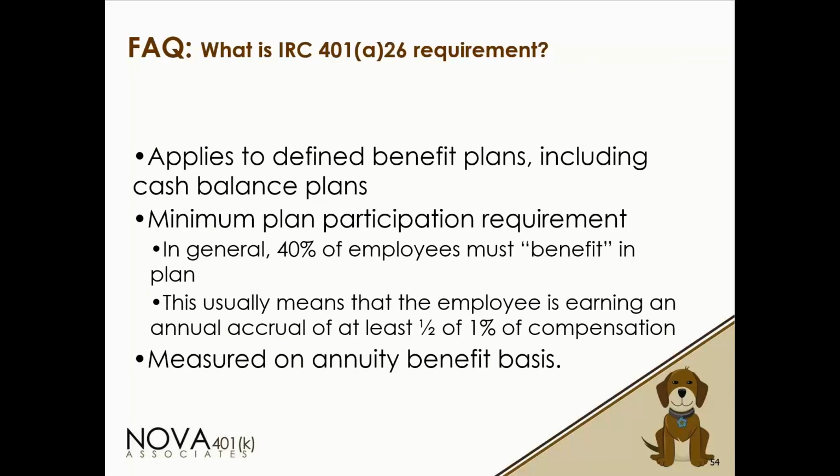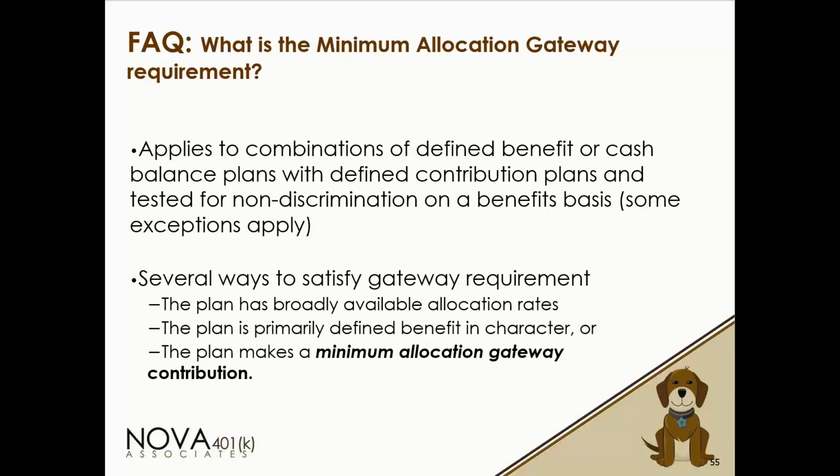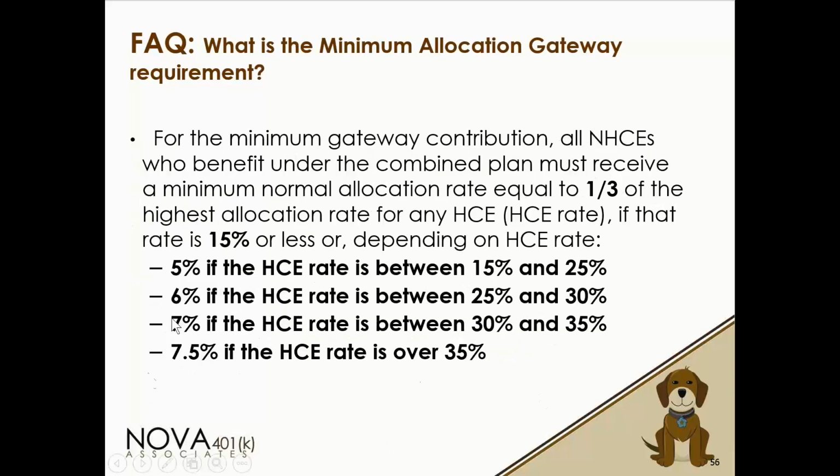What is the IRC 401(a)(26) requirement? General rule is pension plans must cover at least 40% of their employees. So if you have a husband and wife and just 3 employees, you can just cover the husband and wife, but you've got to cover at least 40% of your employees. The minimum allocation gateway, we talked about that before. It's basically 7.5% of pay. You know, you set the plans.